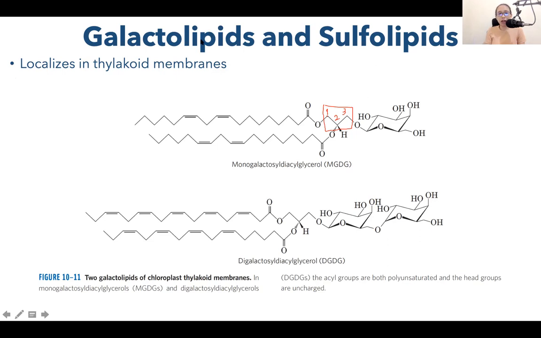So question, bakit sa tingin nyo, instead na phospholipids, galactolipids and sulfolipids yung nakikita sa thylakoid membranes ng plants? Diba ang difference? Phospholipids, phosphate. Galactolipids and sulfolipids, carbohydrates. Bakit kaya? Bakit hindi na lang phospholipids din ang gamitin ng plants para sa thylakoid membranes nila? Any idea?